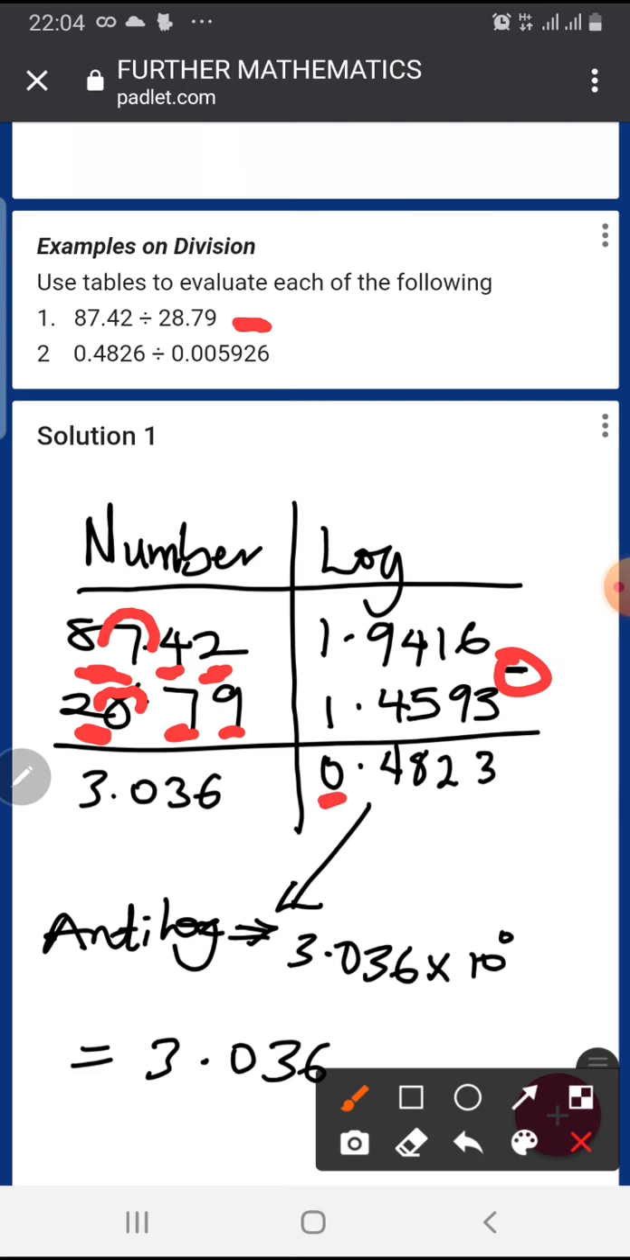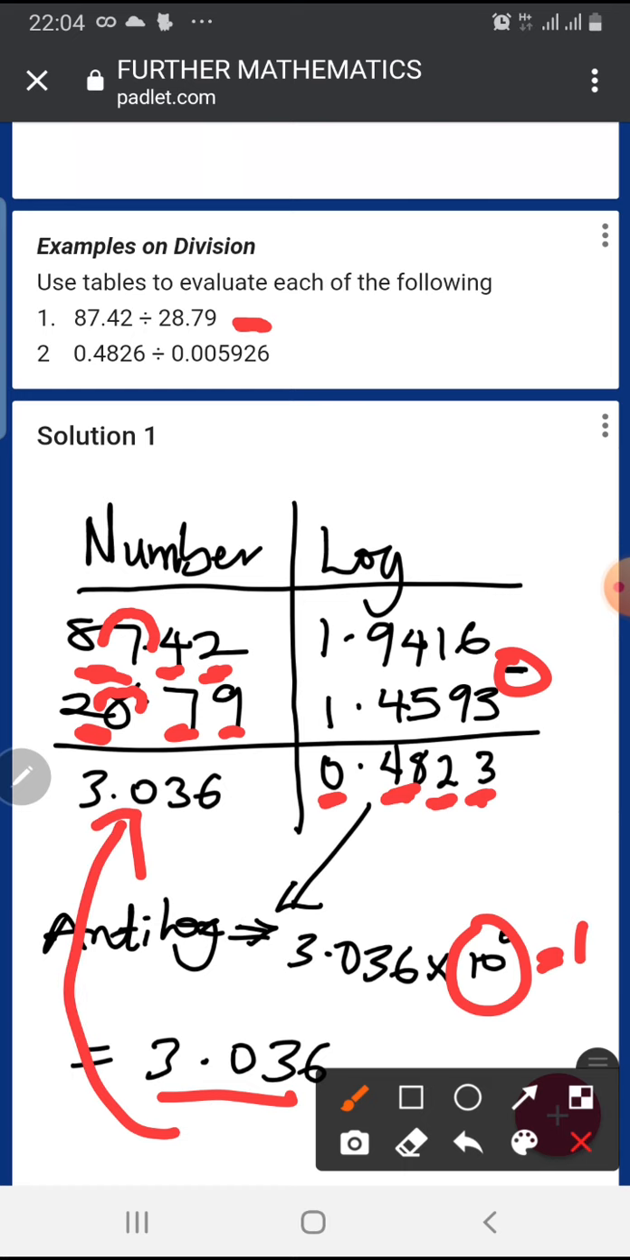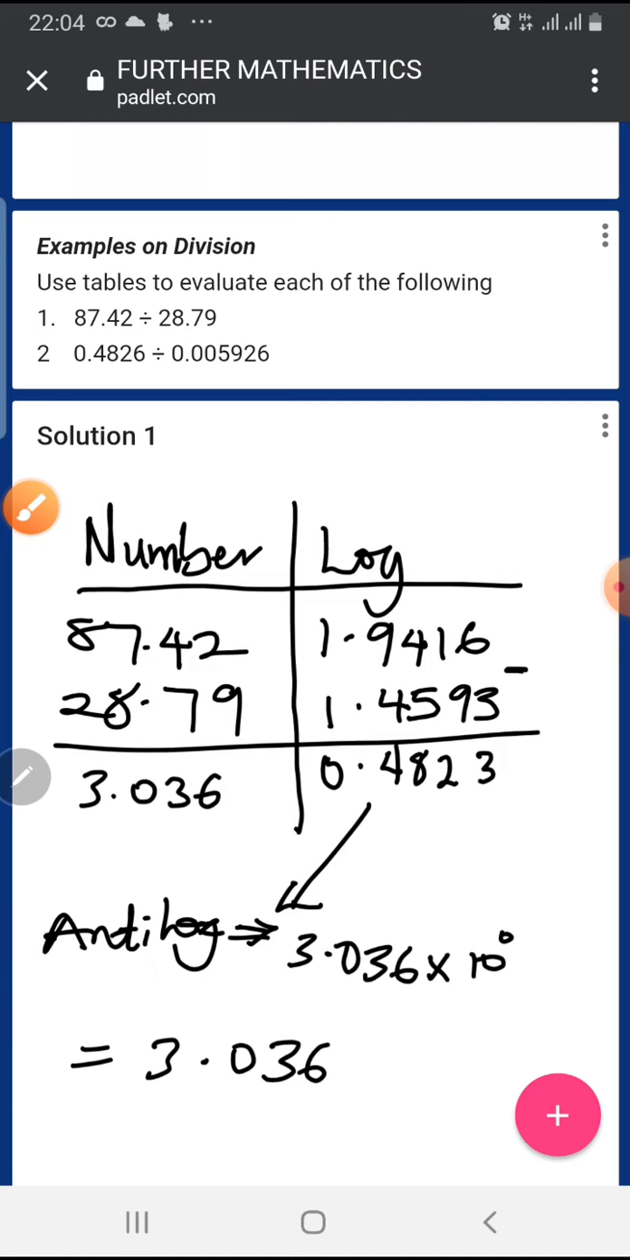Then you find the antilog. Ignore the characteristic and go to the mantissa. 48, antilog of 48 under 2 difference 3. You have 3.036. Then times 10 raised to power the characteristic. The characteristic is 0. 10 raised to power 0 is 1, because under the law of indices, any number raised to power 0 is equal to 1. So you multiply 1 by this, the answer remains the same, 3.036. You transfer it here, and that's your final answer. Very simple. Let's go to the solution of the second one.